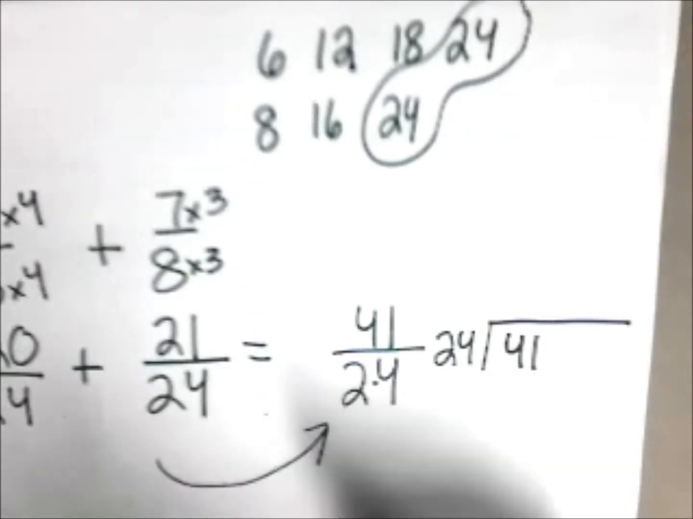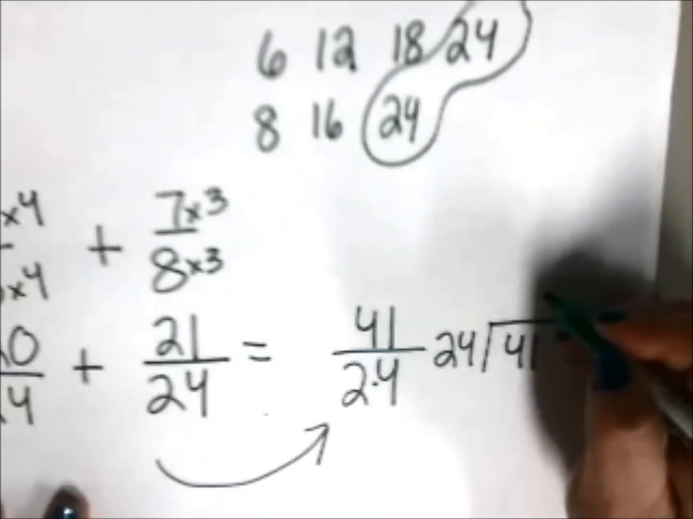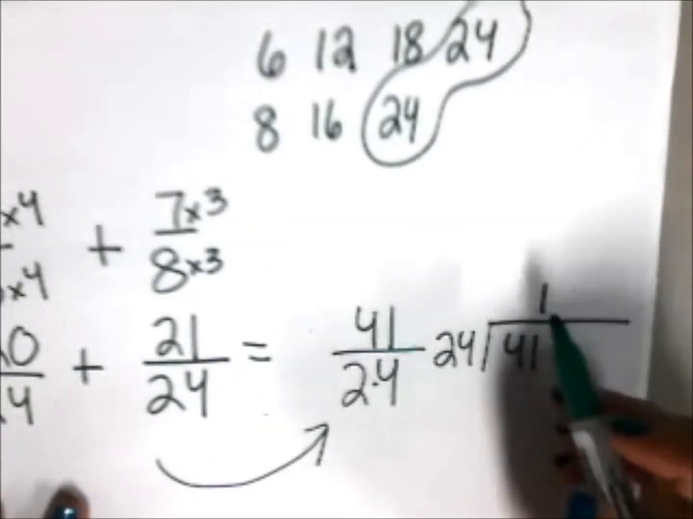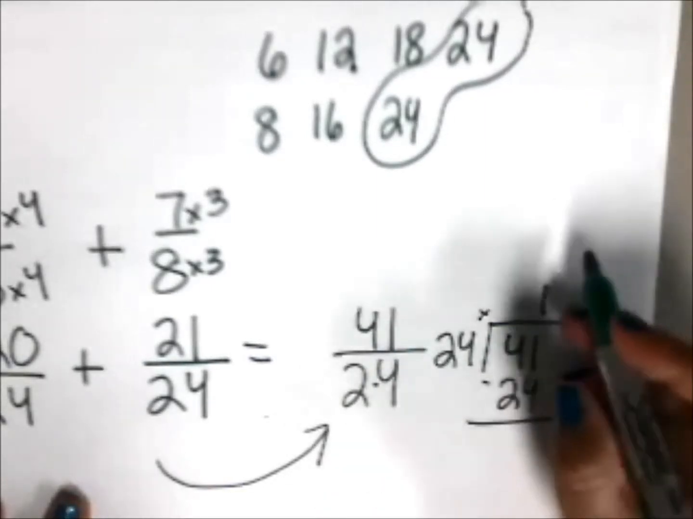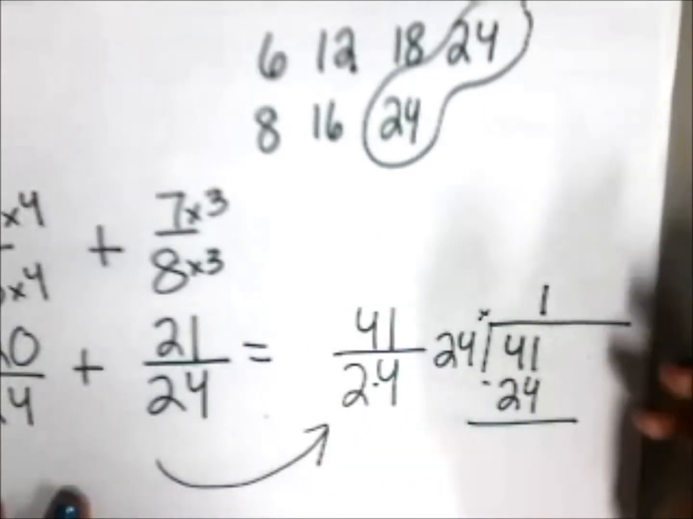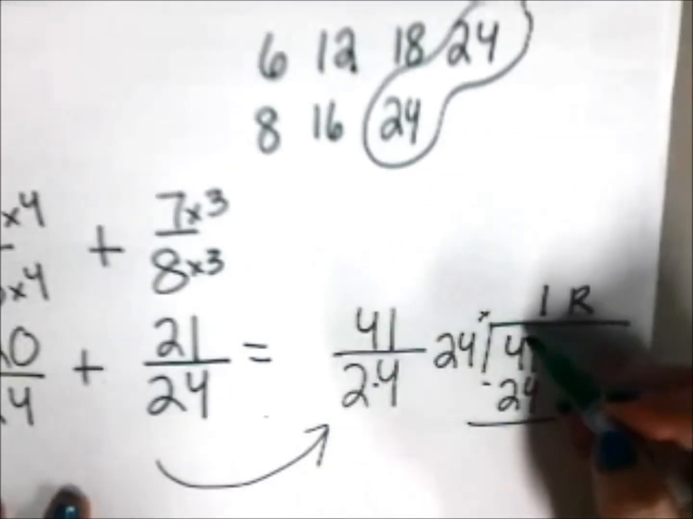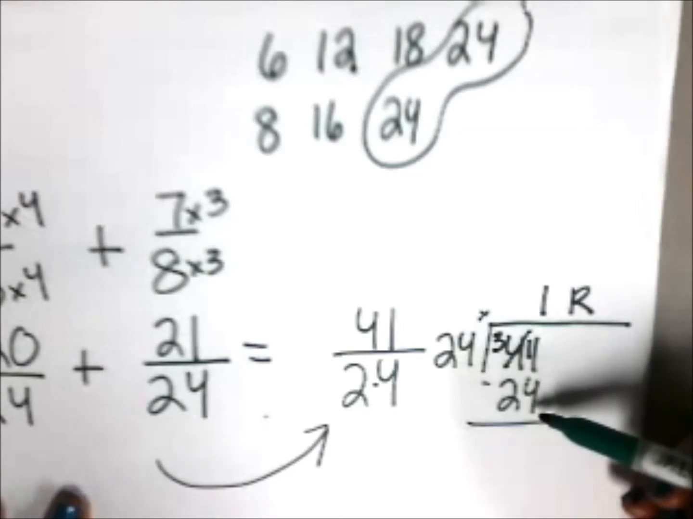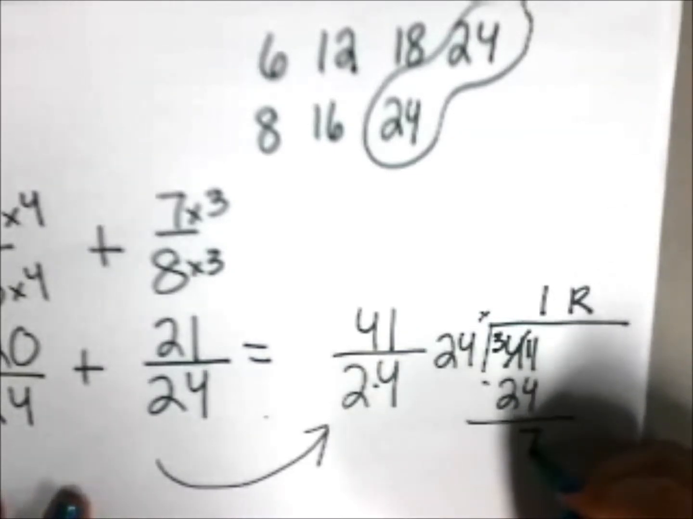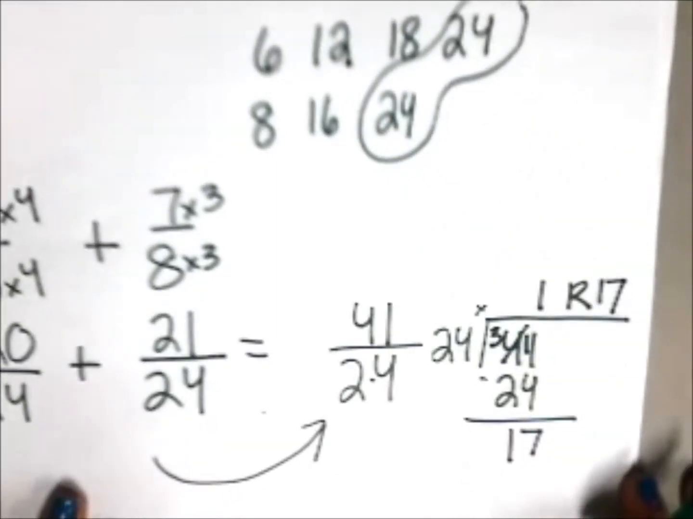And now what we do is we are going to say, how many times does 24 go into 41? Yes, it only goes in one time. We then multiply 1 times 24, giving us 24. We are going to find the difference, which will be our remainder. So since I can't take 4 from 1, I'm going to borrow from here, make that a 3, make this an 11, and 11 minus 4 turns out to be 7, and 3 minus 2 is 1. So my remainder is 17.